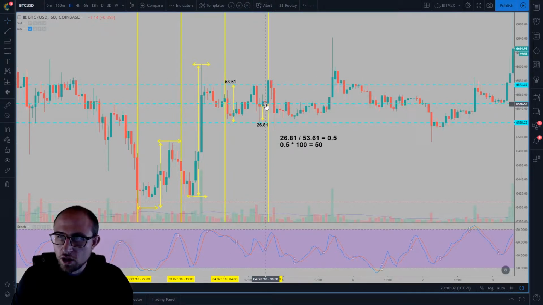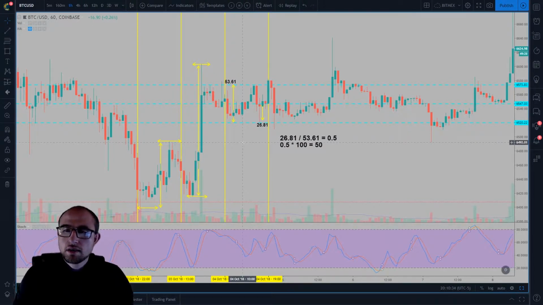And if we take the close and subtract the low, then we're going to get a value of $26.81. We take the difference between the close and the low divided by the difference between the high and the low. So you see here we take 2681 divided by 5361, we get 0.5. Stochastic takes that value times 100 to get the value of the stochastic. So the value of the stochastic at this candle close is 50.